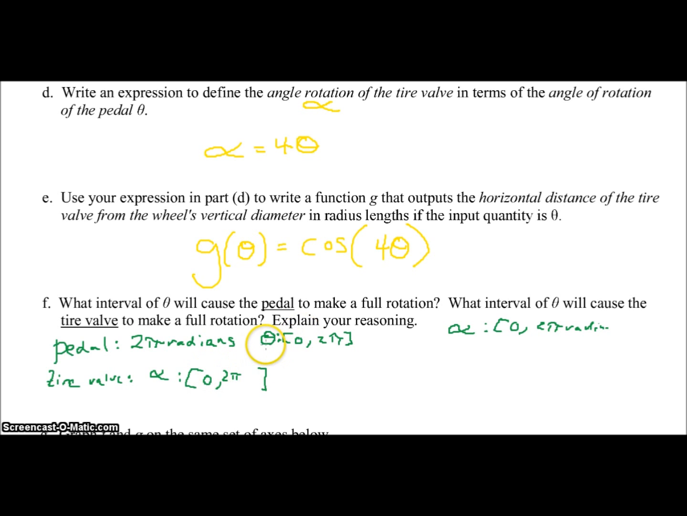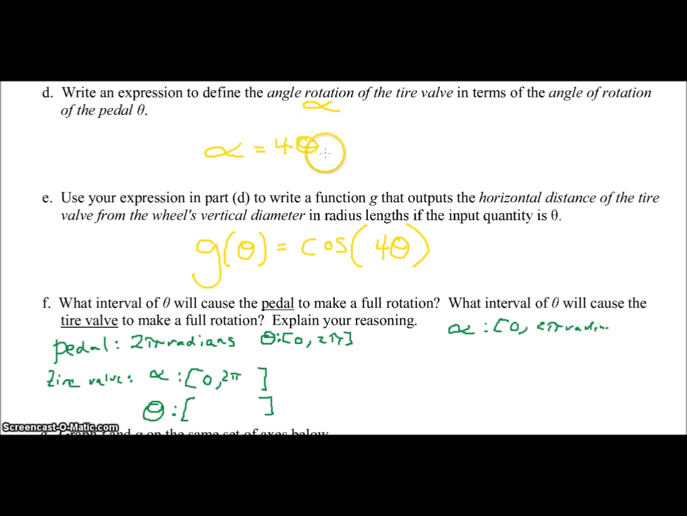Same as with the pedal, each circle is going to take 2 pi radians to rotate because it's all relative. Even though the radius lengths are different, because a radian is defined in terms of the number of radius lengths subtended, we're going to get the same interval. But if we talk about the tire valve in terms of theta, then it'll be slightly different.